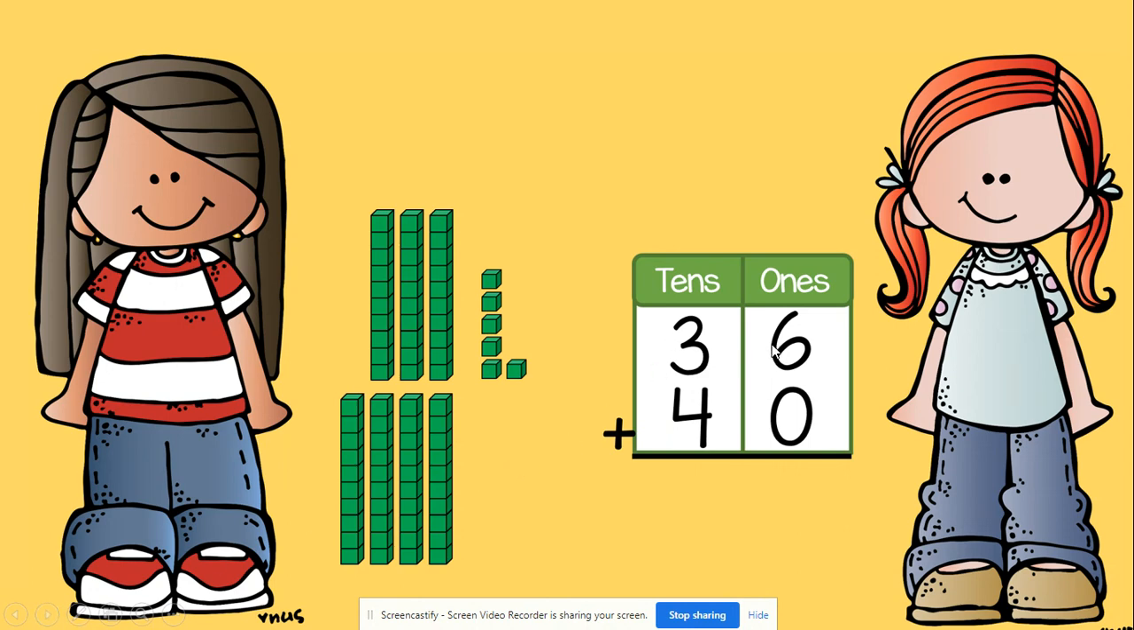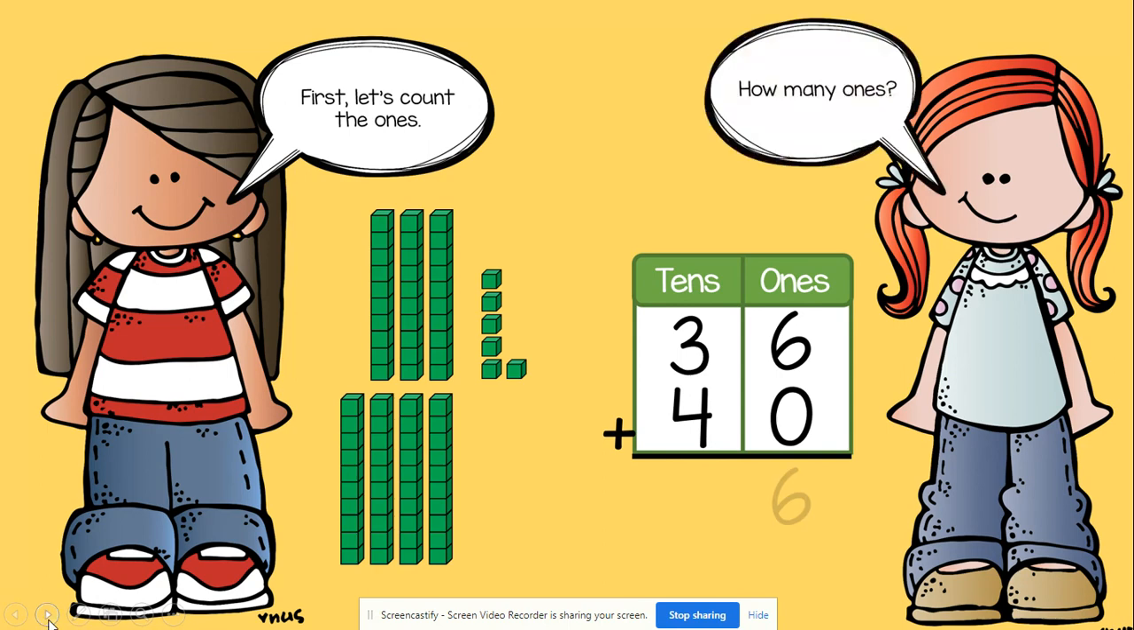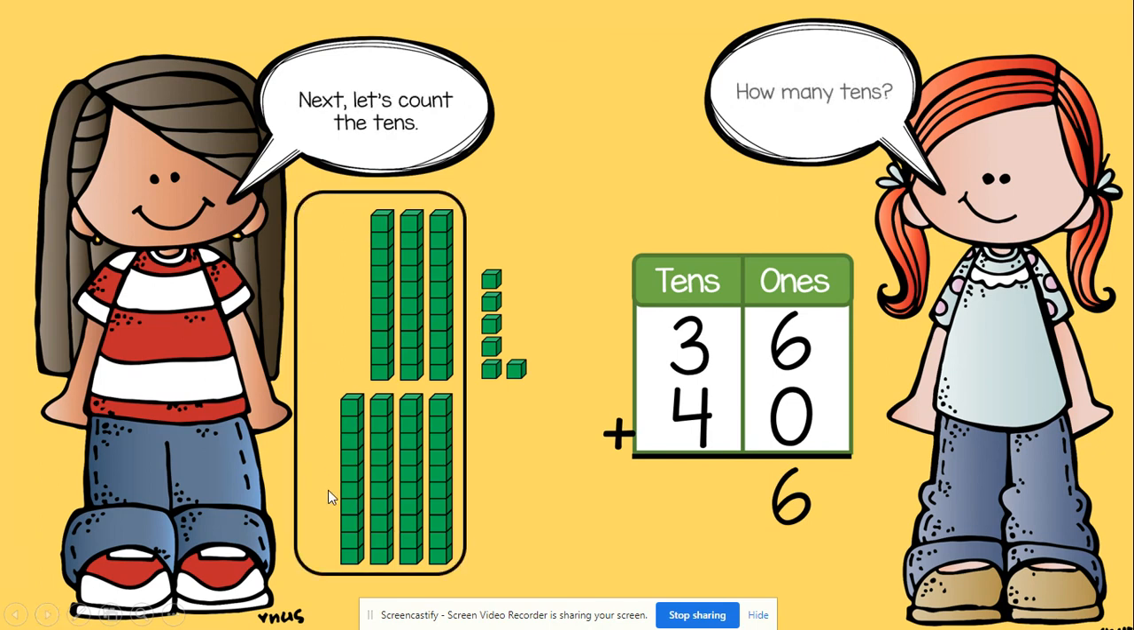We're going to write 36 plus 40. Okay, first we're going to look at the ones. The ones is on the right side. How many? 1, 2, 3, 4, 5, 6. 6 ones. 6 plus 0 is 6. And then we're going to count the tens. Let's count them from here. 1, 2, 3, 4, 5, 6, 7. 7 tens. And look at that. 3 plus 4 is 7.